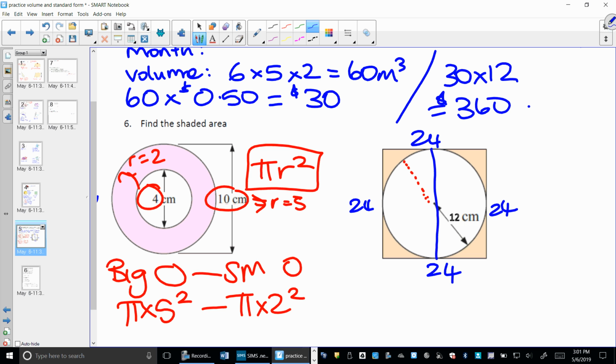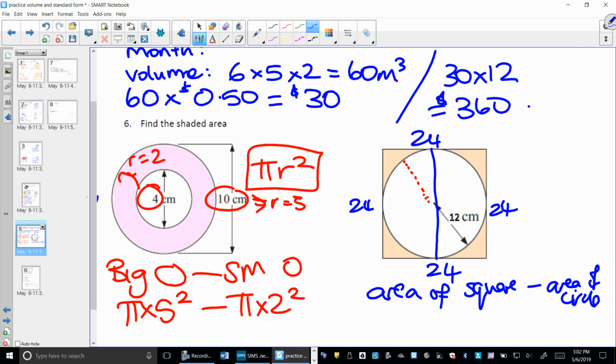The area of the square subtract the area of the square. Okay, but you know it's that way around, yeah? Yeah, I said that. Okay, good help, Kaya. Well done. So the area of the square subtract the area of the circle.